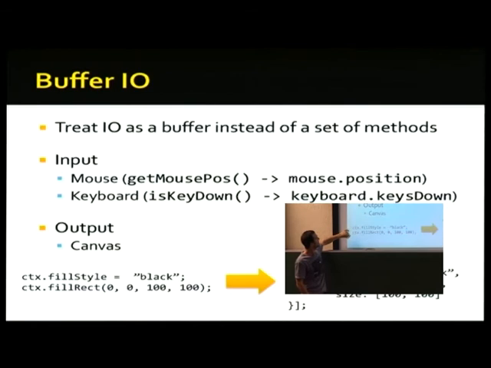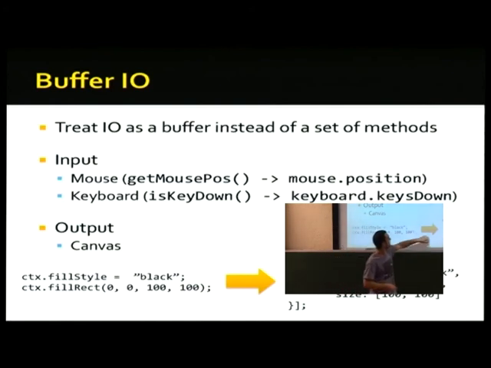So for output, typically this would be like in the Canvas API in JavaScript, for those who are familiar with it. Maybe if you want to draw a rectangle on the screen, well, you have a context and you change its style. It's also kind of a state machine. And then you decide, well, fill a rectangle with whatever the current style is. And so this makes a rectangle that starts at 0, 0 and goes to 100, 100. Right? So it's 100 pixels square.